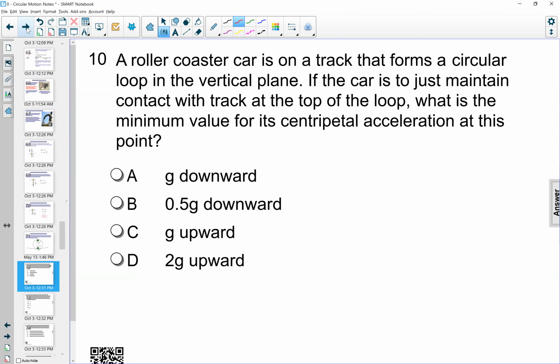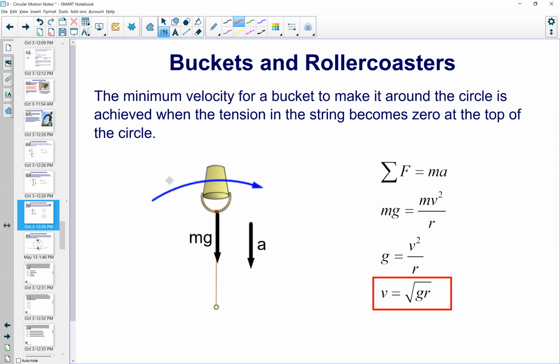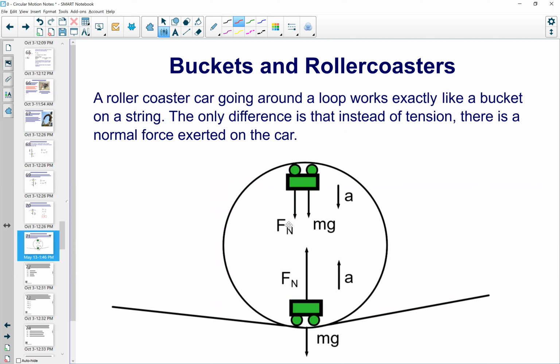All right, starting to get a few people coming in with answers, and all of you that have given an answer so far are agreeing that it is A. It would be the value of g in the downward direction. What we're basically saying is, like we did with the bucket, that it's just the weight. It doesn't matter what the tension is, because the tension would be 0 at that point. But with the roller coaster, we're just saying the normal force is 0. It's that minimum value.